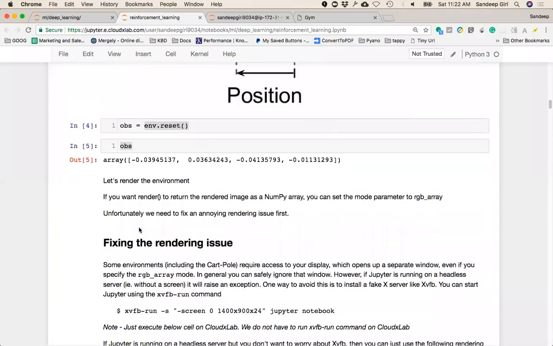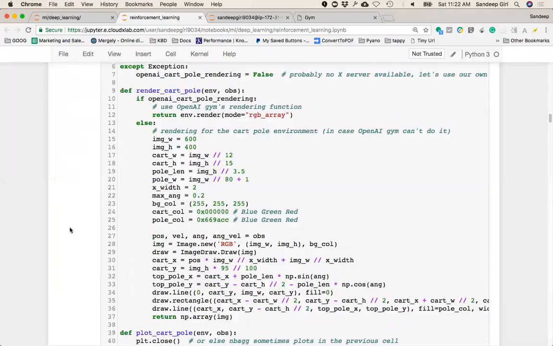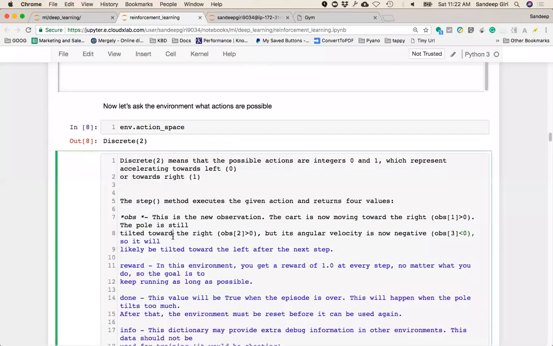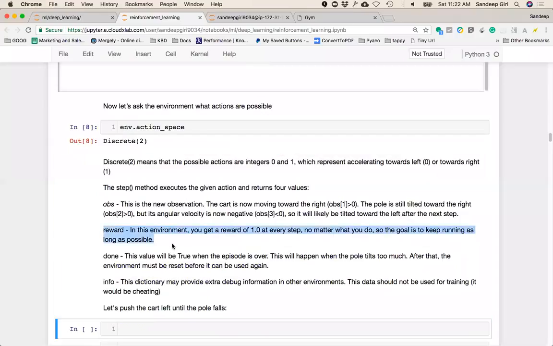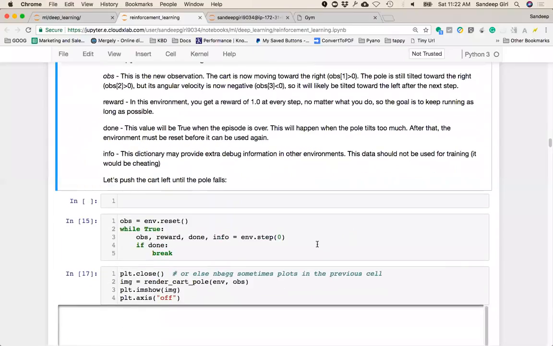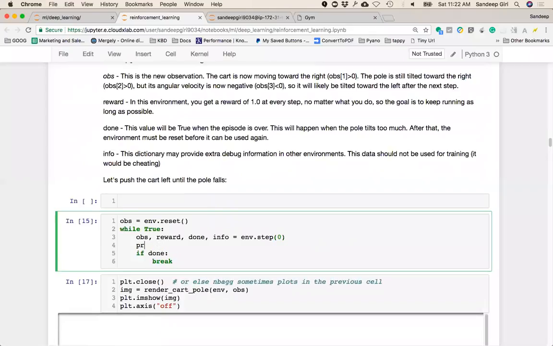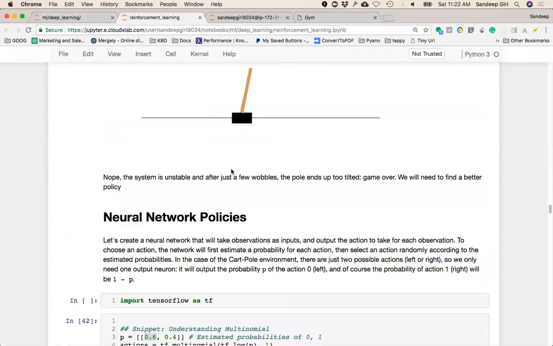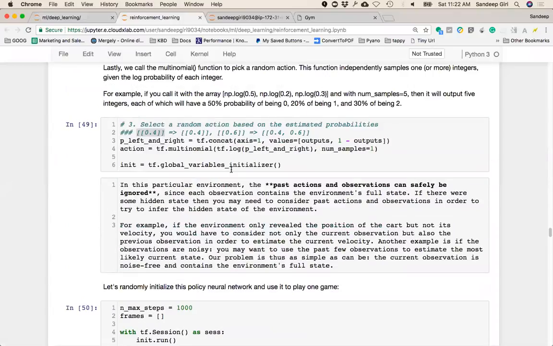Here is where we were mentioning it. In this environment you get a reward of 1 at every step no matter what you do. So the goal is to keep running as long as possible. Take a look at the reward. Every time you get a reward of 1, so every step is giving you the rewards. All right, so it is training somewhere down.